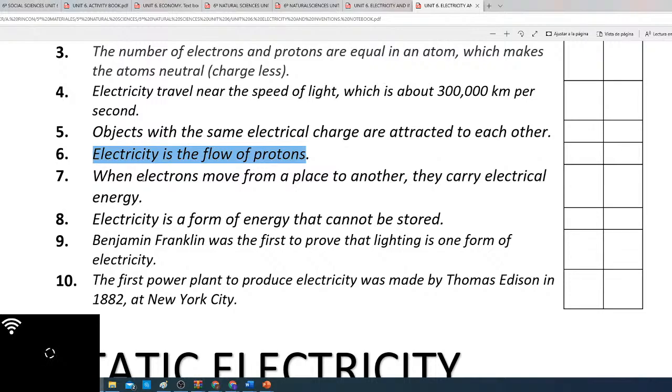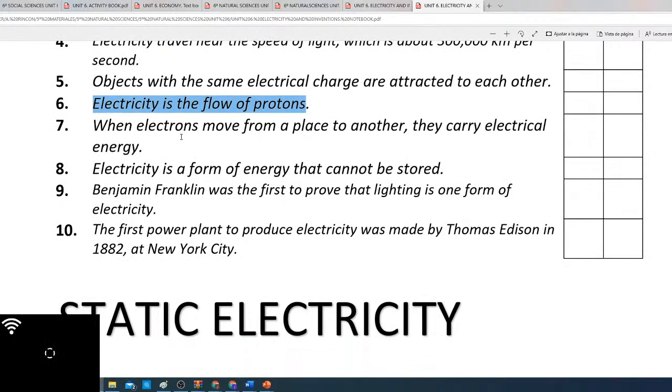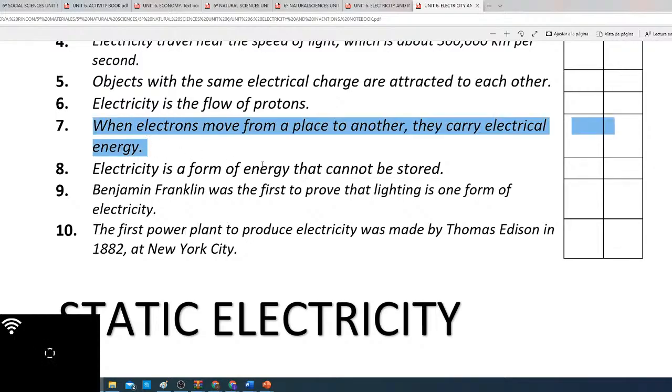Candela is really active this morning. Thank you, Candela. Candela says that this is false, but I'm not very sure. What do you think? Electricity is? Thank you, Eneko. Thank you. Electricity is not the flow of protons. It's the flow of electrons. Good, good. Number 7. When electrons move from a place to another, they carry electrical energy.